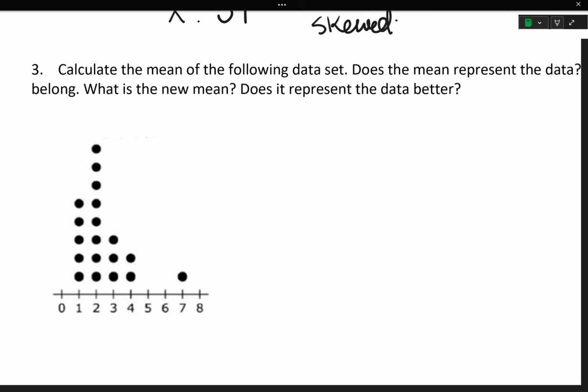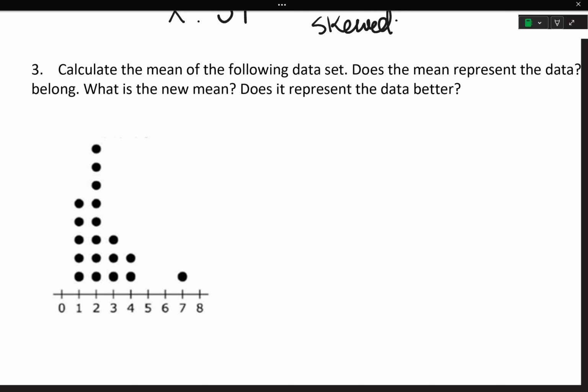Now when I say mean and new mean, in my original mean, we're just going to add everything up and divide by the amount of dots, and then we're going to delete one of the dots that doesn't belong. So take a look at this dot plot. Which one looks like it doesn't belong? The dot above 7. That doesn't fit with the data.